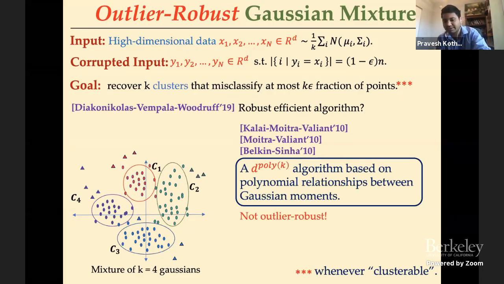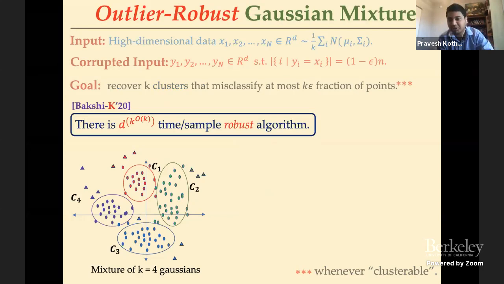And so, in this talk, basically what I'm telling you is a solution to that problem. It's a polynomial time algorithm to outlier robustly cluster all clusterable mixtures of k Gaussians. The running time is atrocious. It's d to the k to the O of k, but I prepared you for this moment. k is a constant, so this is a polynomial, all good.